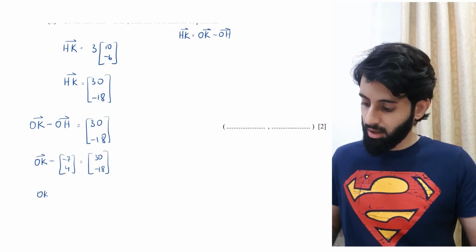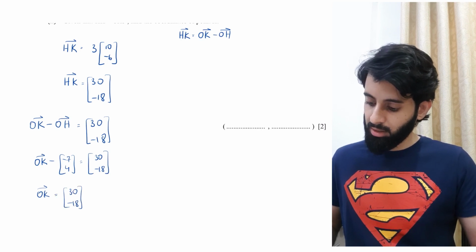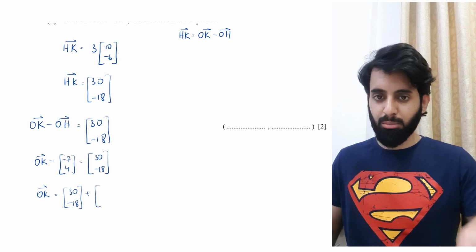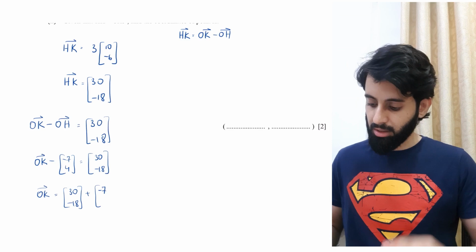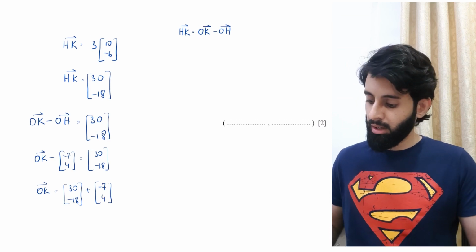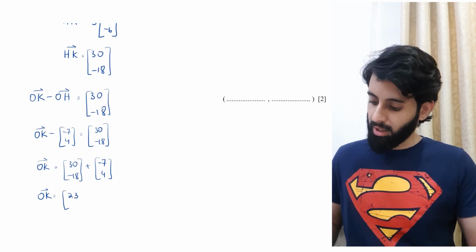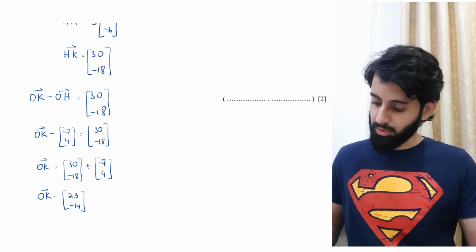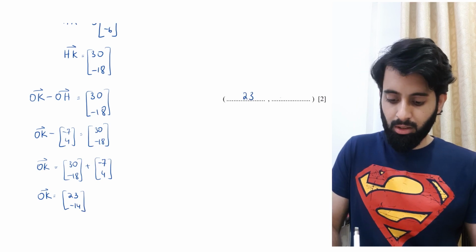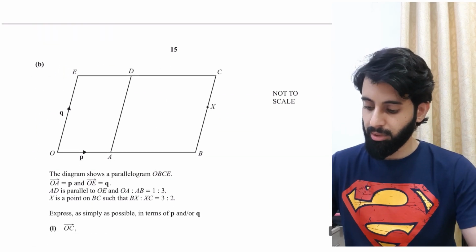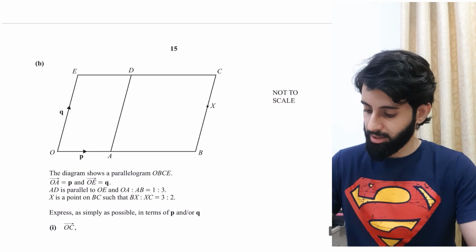Let's write this nicely. OK is equal to 30, minus 18 plus, and you don't have to change the sign of the components, it's just the sign in between that changes. Negative 7 will remain negative 7 and positive 4 will remain positive 4. So OK is equal to 30 minus 7, which is 23, and minus 18 plus 4, which is minus 14. Yep, that's the correct answer, 23, minus 14. Now part B. This is a genuine vectors question.